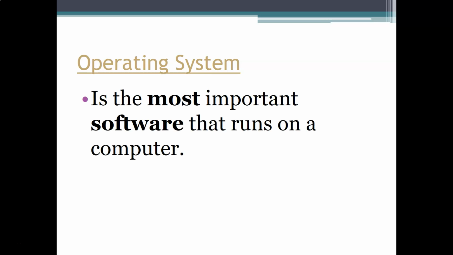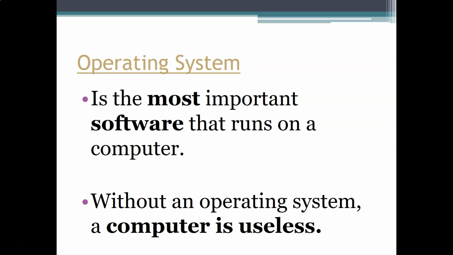So when we talk about an operating system, we're saying that it is the most important software that runs on a computer. So in my lab, you all have been working on those HP computers, and they have Windows operating systems. And so what that means is that it makes the physical computer a Windows computer. Just like a Mac has Mac software that runs on it, that makes it look like a Mac. And without the operating system, a computer is useless. So you don't have a computer without an operating system.